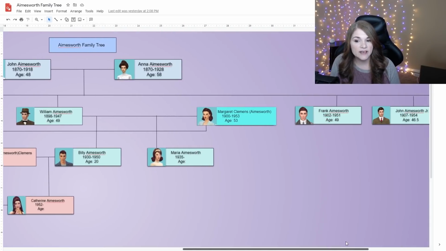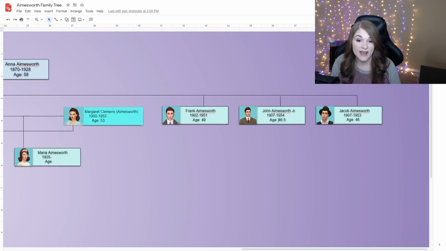Then after William, we had all boys. We had Frank, and then we had John and Jacob. Frank was born in 1902, and then John in 1907, and Jacob, obviously they were twins. If you look at when they died, this is very interesting. They were a day apart. So Jacob actually died before John. I don't know why I had in my head that John was born before Jacob. Could have been the other way around.